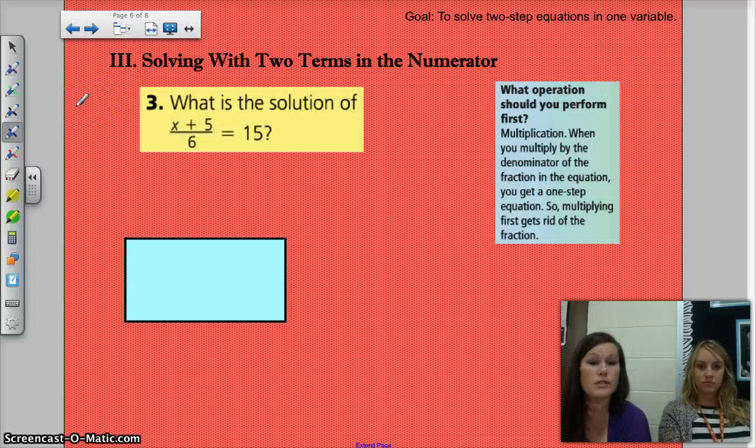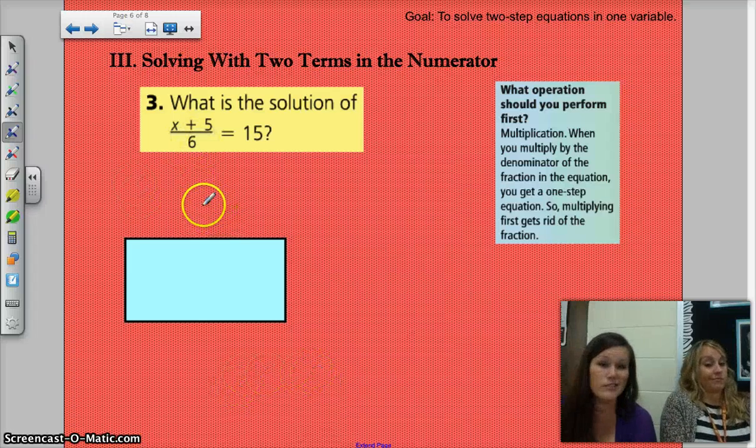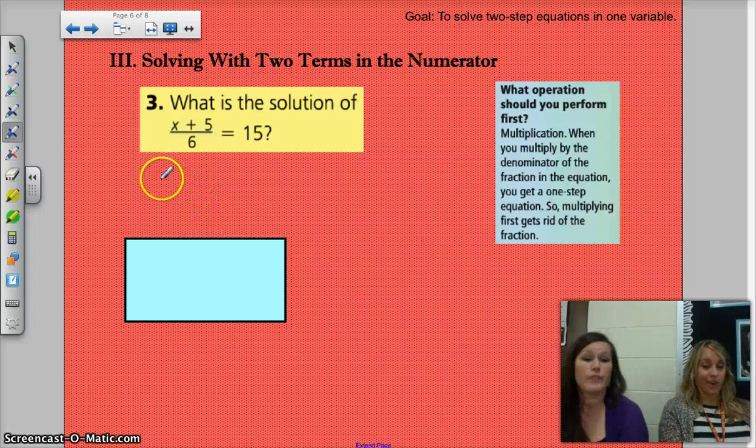Wow. Solving with 2 terms in the denominator. There's not 2 terms down here. I don't know. Whatever. We're going to do it anyway. I didn't make that up.